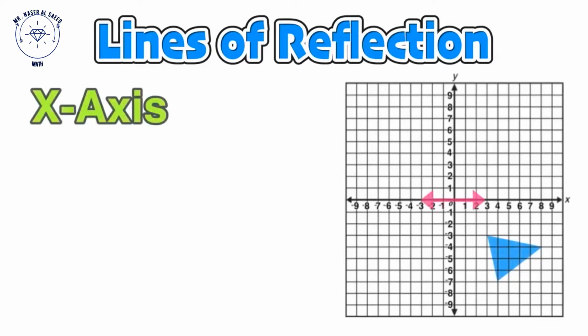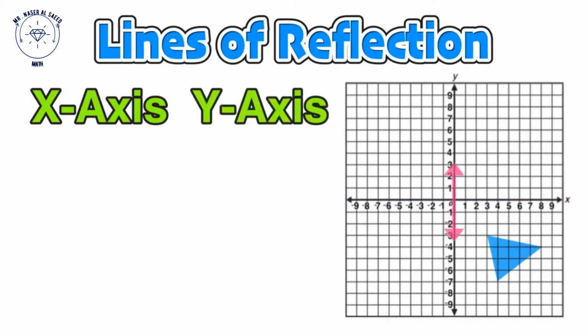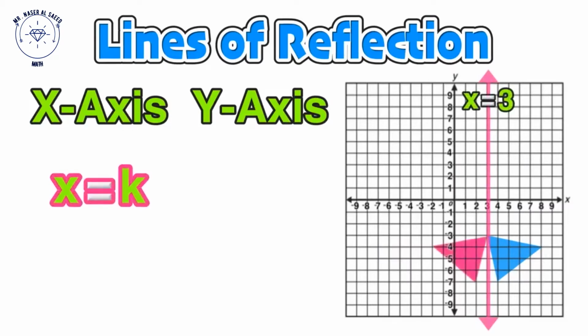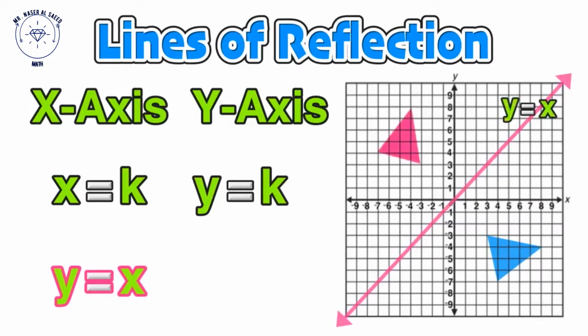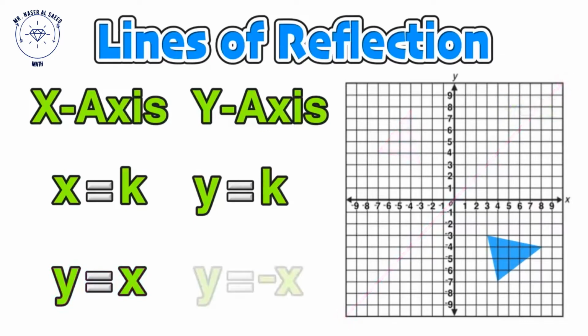We know the x-axis as a horizontal line that passes through the origin, the y-axis as a vertical line that passes through the origin, the vertical line equation x equals k, in this case k equals 3, the horizontal line equation y equals k, in this case y equals -2, the line y equals x, and the line y equals -x.